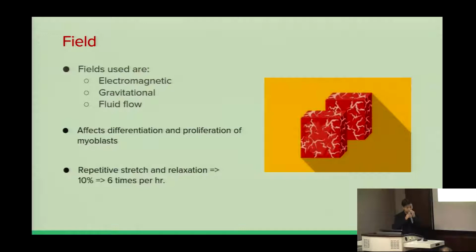So the fields used are electromagnetic, gravitational, and fluid flow. How they do it is they put the tissue in a container that has a vacuum seal that will expand, that will draw out the nutrition from the cells and help it multiply and expand. And this affects the differentiation and proliferation of myoblasts. Not every tissue or cell is exactly the same, so the process is slightly different. The repetitive stretch and relaxation is about 10% of the cell's original size, usually 6 times per hour.